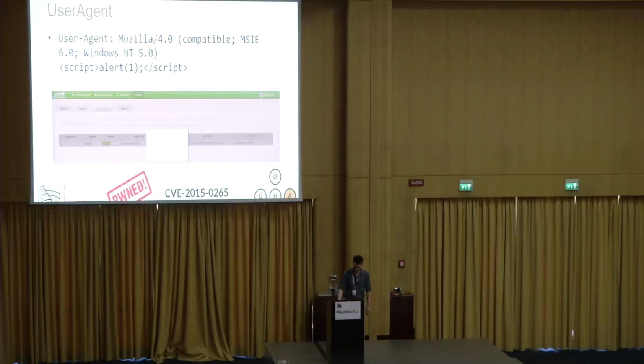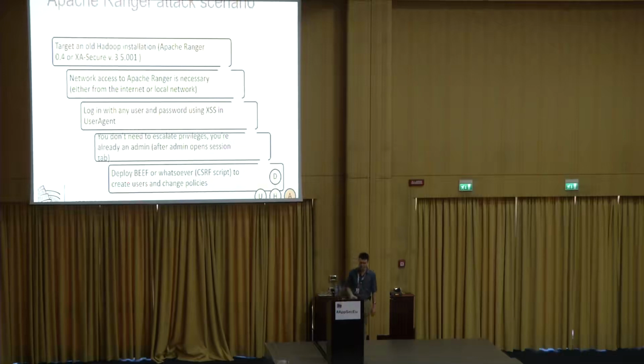So, we've got this attack scenario that we can target a Hadoop installation with Ranger 0.4. Ranger was previously known as XA Secure or Apache Argus. So, as I mentioned, network access or this Hue cross-site scripting. Then we've got the admin session, and we can deploy BeEF or any other script to attack the solution further.